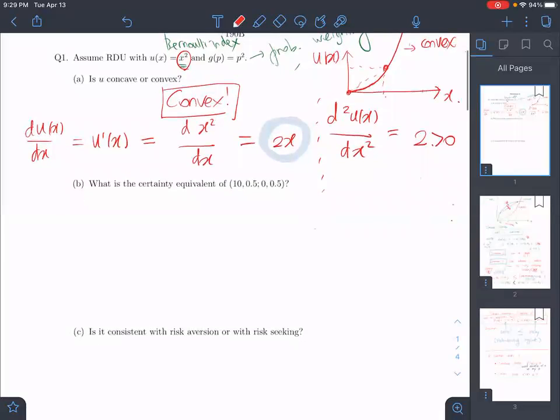Okay, and then second question. Now, using RDU, what is the certainty equivalent of this lottery? Certainty equivalent, what is this? This is how much sure outcome you need to be indifferent from taking this lottery. Okay. So, what is the certainty equivalent of this lottery? Then we should first get the RDU. Let me break it down step by step.